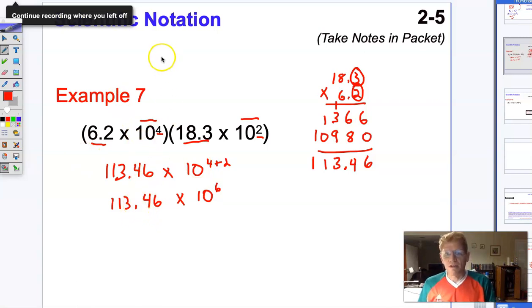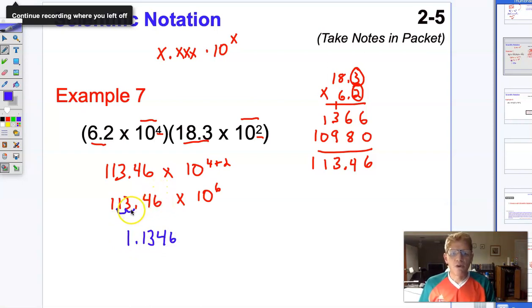In proper scientific notation, remember, we have to have one number to the left of the decimal point, and then we can have our other significant digits times 10 to the whatever power. Over here, what we've got to do is move our decimal point 2 spaces to the left to get that. So we have 1.1346. But in order to do that, we have to increase our power on our 10. And that's going to give us 10 to the 8th.